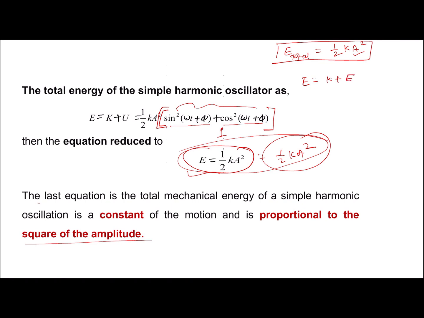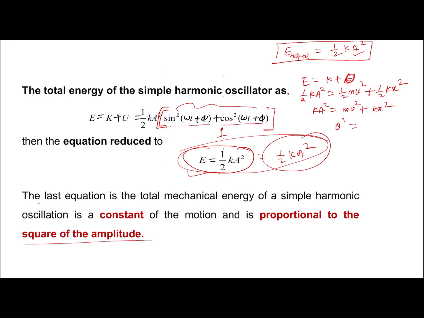If we want to find out the velocity of the particle as a function of the displacement, as a function of the position, what would you do? Kinetic energy plus potential energy is total energy, and we know the total energy is always constant, half k a square. Kinetic energy is half m v square, and potential energy is half k x square. So we can write k a square is equal to m v square plus k x square.